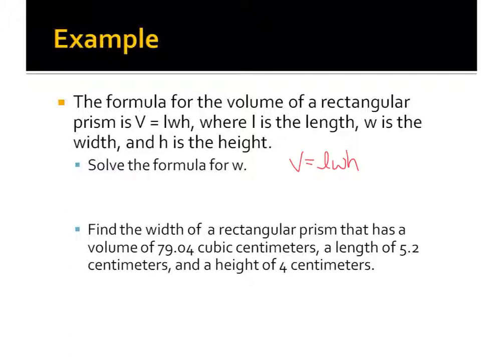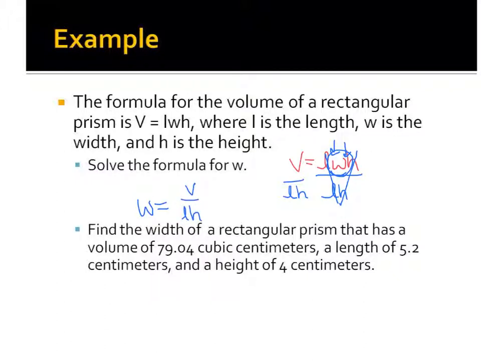What is happening between L and W and between W and H? What's happening between those variables? They're being multiplied, so to undo that we're going to divide. So if I divide by length times height, then length over length goes to 1, height over height goes to 1. I get W completely by itself. W equals volume over length times height.